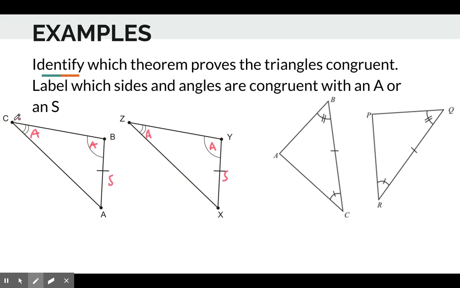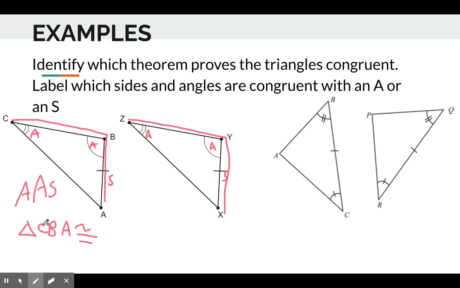And again, if we go in order, we have A, S, A, S. They match. So these are congruent by the angle side theorem. And if I wanted to say that these two triangles were congruent, again, the order matters. Let's call this one triangle CBA. The letters have to match up. So since we put C first, Z has to go first, B goes second, then that means Y has to go second. A goes last, that means X has to go last.